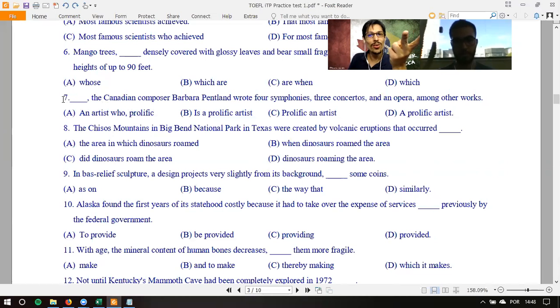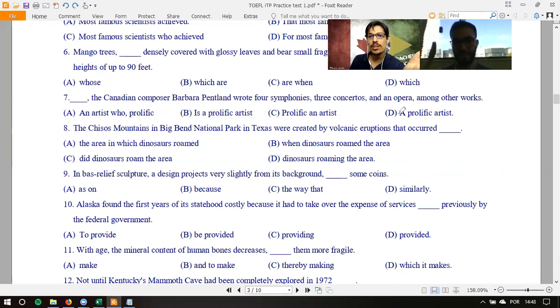But we don't have either. It's not a question. And we don't have any adverb. So letter B is not the case. Okay? "Prolific, an artist. The Canadian composer." This sentence in itself makes no sense. That's why we cannot fit it here.